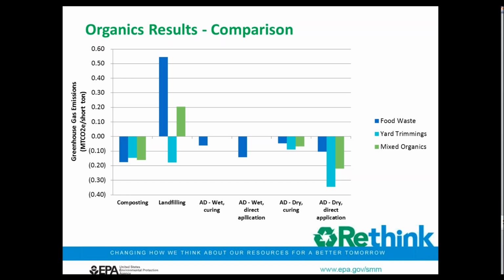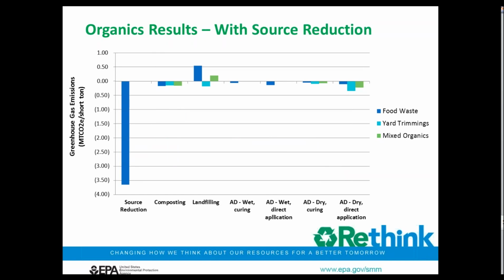And then this next slide, just for perspective, I've shown the source reduction emissions for the average mix of food waste. So as you can see, when compared to the other practices, source reduction is by far the most beneficial option. So that is a big reason why EPA really stresses reducing waste as the best option rather than trying to manage it afterwards.